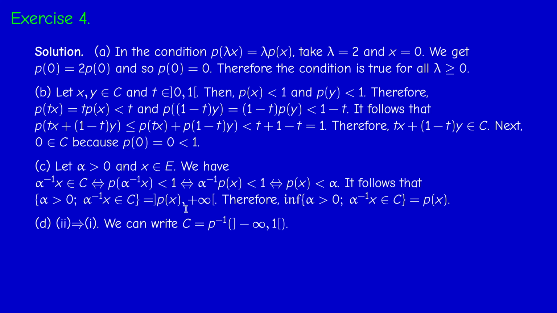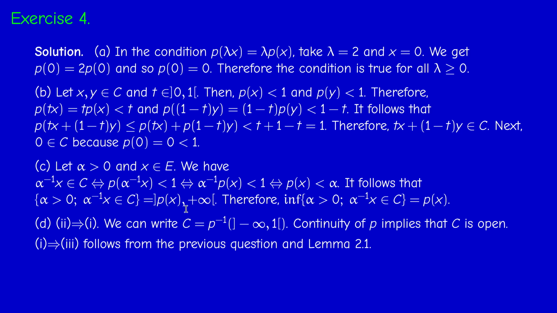So 2 implies 1 is clear because if P is continuous, C is precisely the inverse image under P of the interval minus infinity to 1, or as well as the interval 0 to 1, open at 1. Same thing. So this is just continuity.